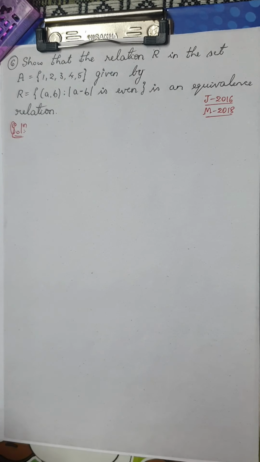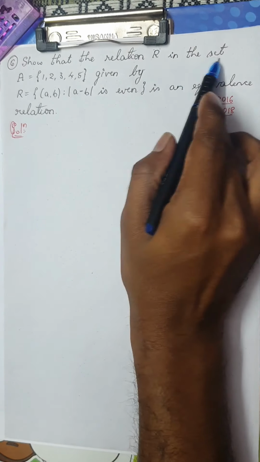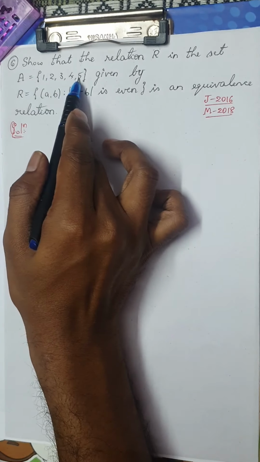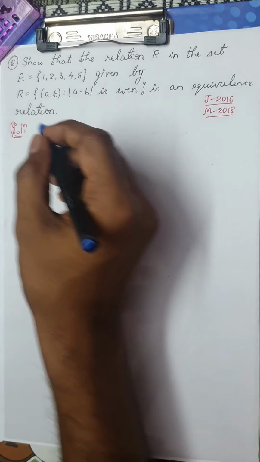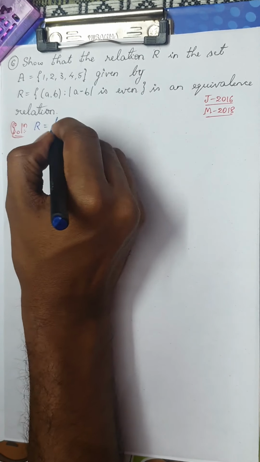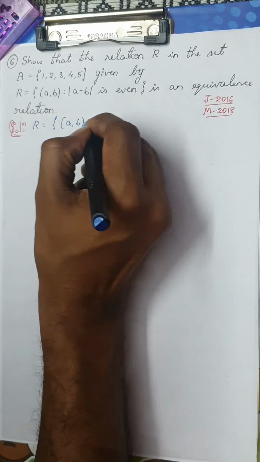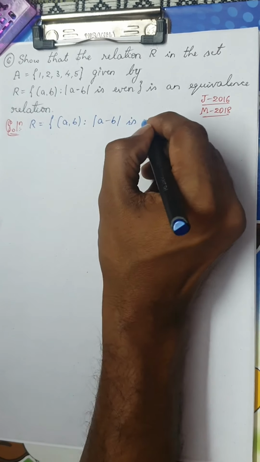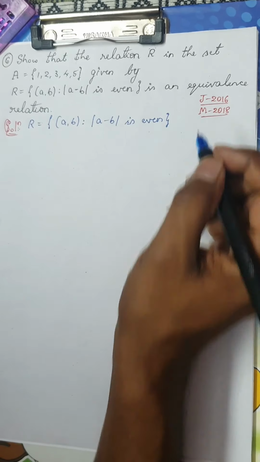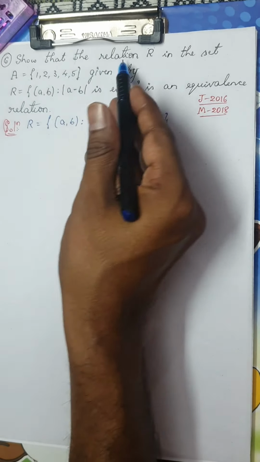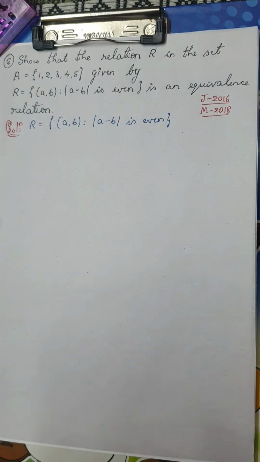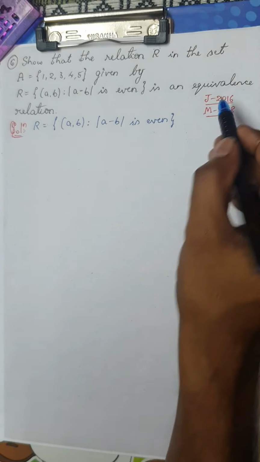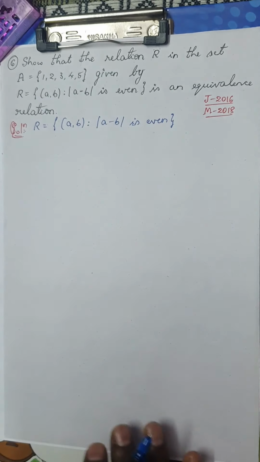Moving on to the 6th question. Show that the relation R in the set A, which is 1, 2, 3, 4, 5, given by R equals every (A, B) such that modulus of A minus B is even, is an equivalence relation. This is the relation. I have to show that it is an equivalence relation. Exactly the same proof. Already asked 2 times in your examination.